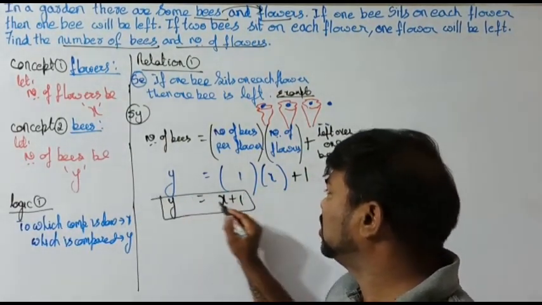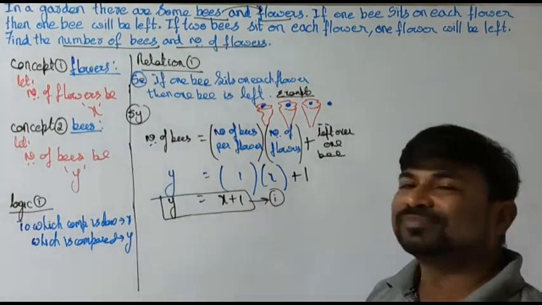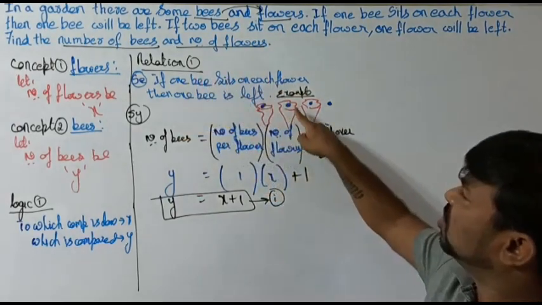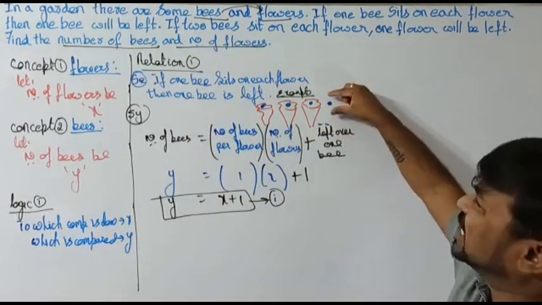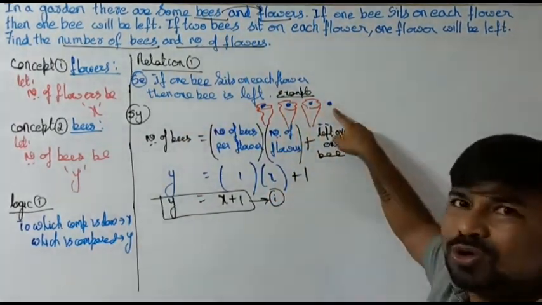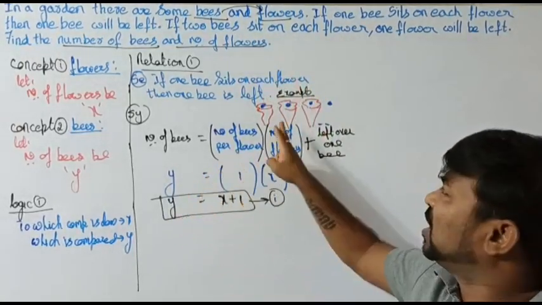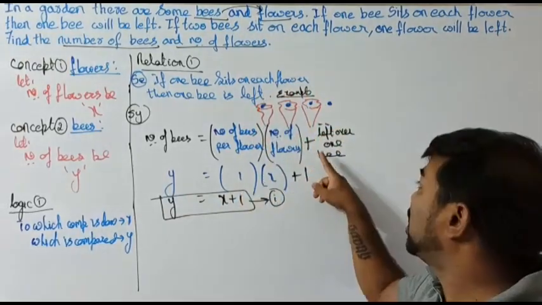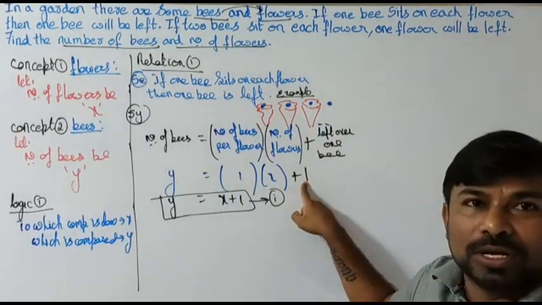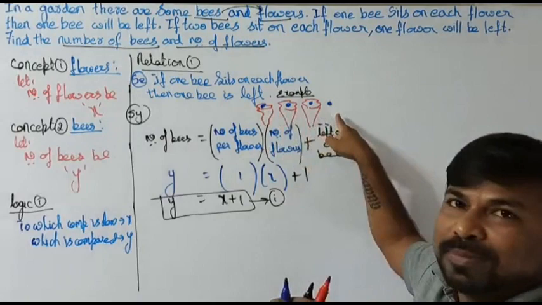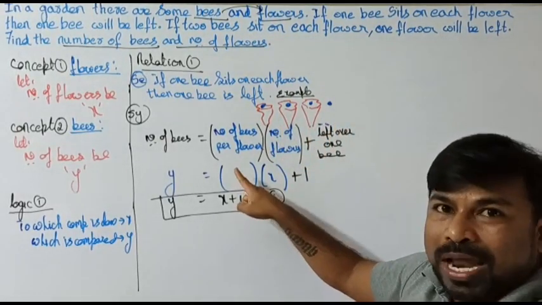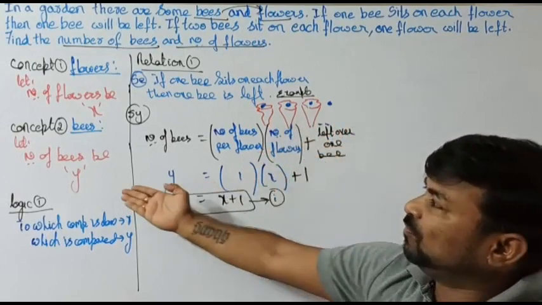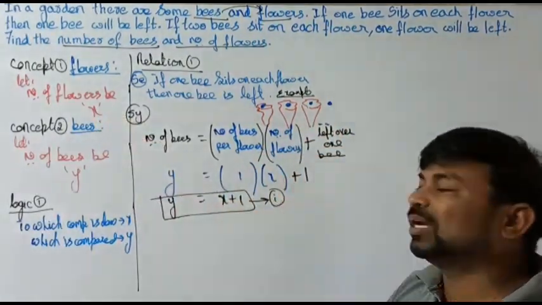This is the first relation I had given. Okay, cool. Let me repeat it. If 1 bee is sitting on 1 flower, 1 bee is left over, 1 extra. While counting, you have to add this. Don't forget that. So while we are counting, we have to add that leftover bee, 1. But how many flowers and how many bees are there? 1 bee on 1 flower. But we don't know how many flowers there are. Therefore, we took it as X.